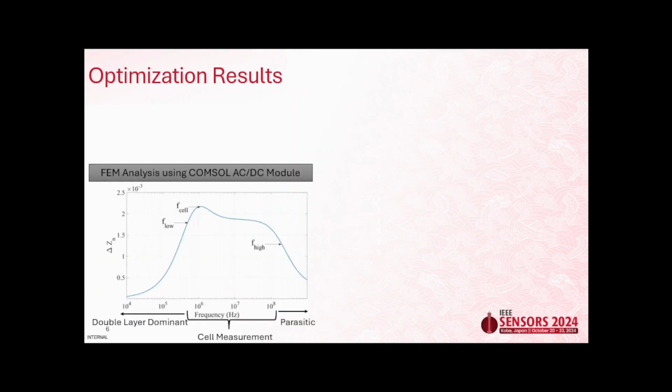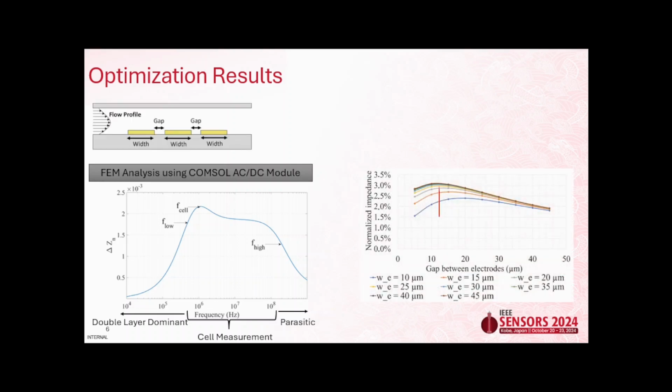So I used an FEM analysis using a COMSOL ACDC model to find my optimal values. Again, I started with the frequency study to find the frequency range that I can measure. And then I started my optimization with increasing the width of the electrode. We see that with increasing the width of the electrode, the normalized impedance also increases.